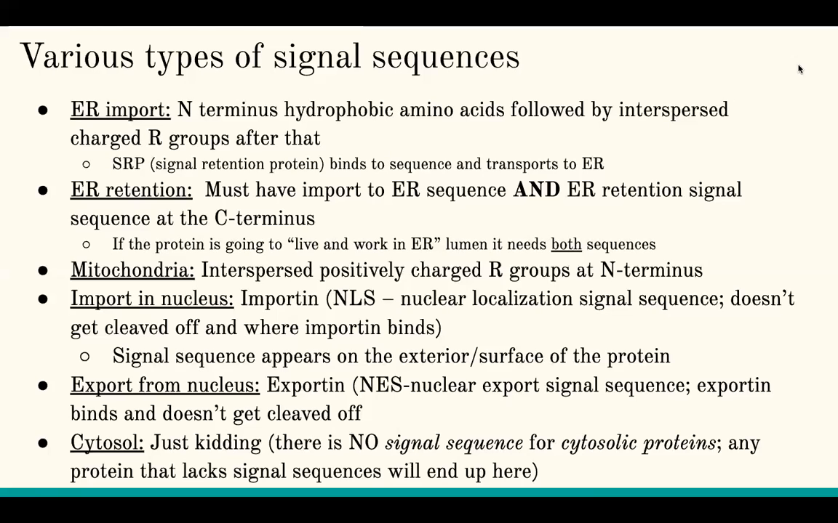That's why I have it for if the protein is going to live and work in the ER. If it's going to stay there in the ER, it needs both sequences. And also it helps to think about it in reverse. If the protein just has an ER retention sequence, but doesn't have ER import, there's no way it's going to be able to stay in the ER if it can't get into the ER in the first place. So it needs to have both. Does that make sense, guys? Any questions?